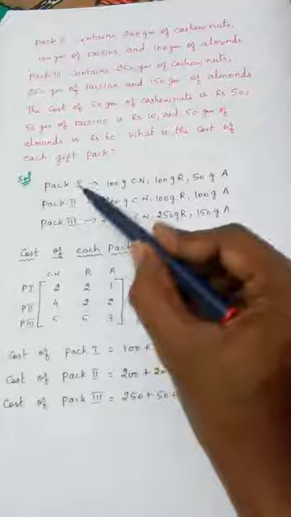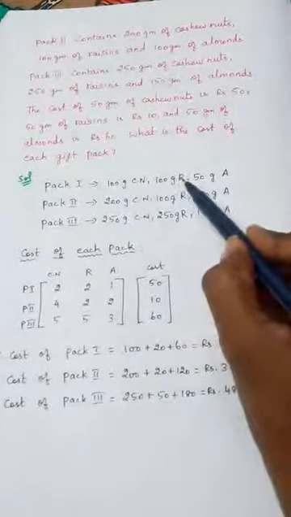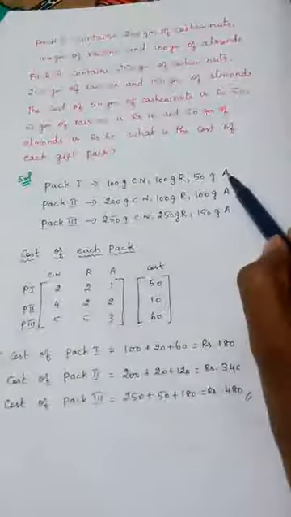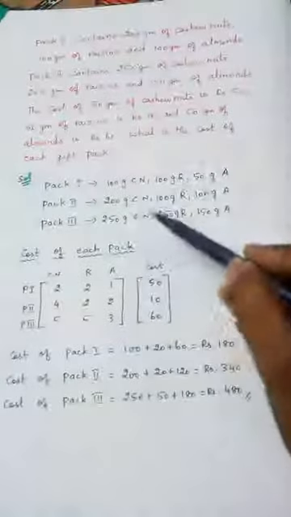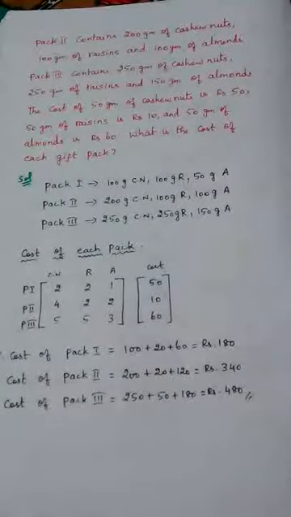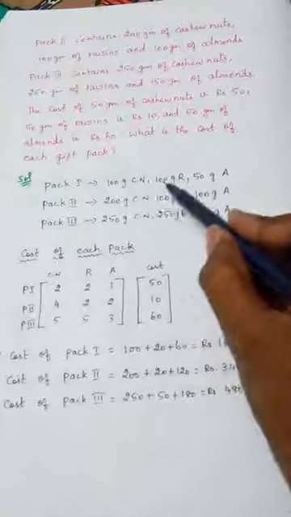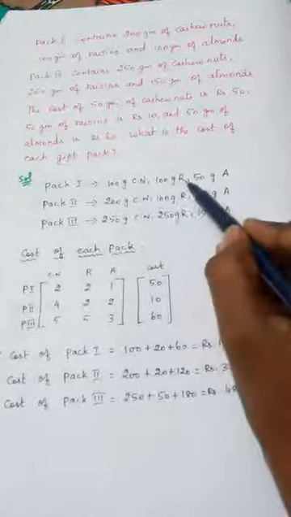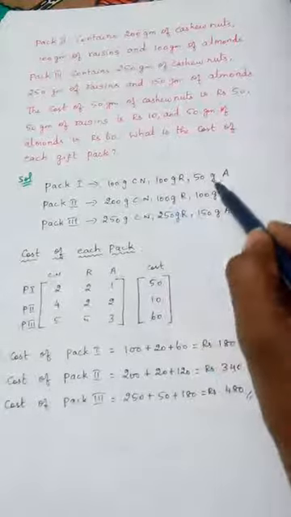Pack 1, it has 100 gram of cashew nuts, 100 gram raisins, 50 gram almonds. Similarly, pack 2, these 3. Pack 3, this much of items it is having. 3 items of different quantities. Try to understand. This is pack 1, this is pack 2, pack 3. CN means cashew nuts, R raisins, A almonds. 100 gram, 50 gram.